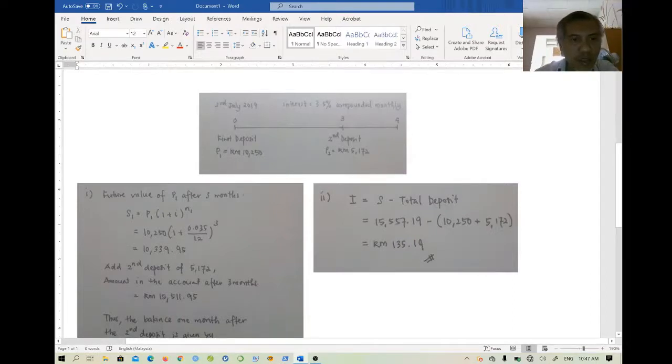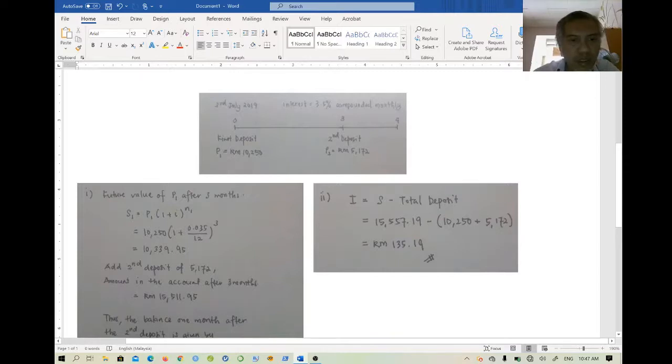Calculating this value, using the compound interest formula, the future value of compound interest formula. So you have S1 referring to the future value at the end of the third month for the first deposit. So P(1 plus i) to the power of n1. In this case, you replace P1 with the first deposit, that is 10,250, and then 1 plus the interest per period, which is simply the nominal rate divided by the frequency, compounded monthly. So in this case it will be 0.035 divided by 12, and then to the power of 3. Why 3? Because you already have 3 months over here, and the compounding is on a monthly basis.